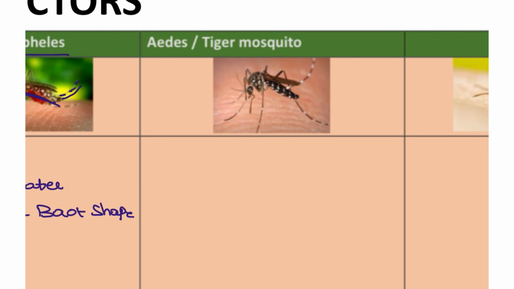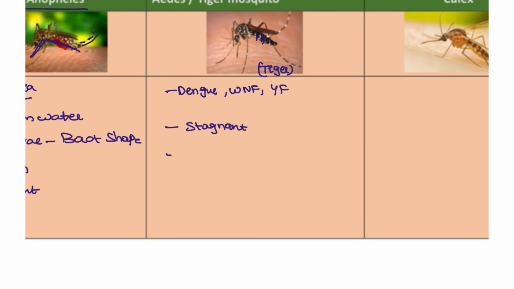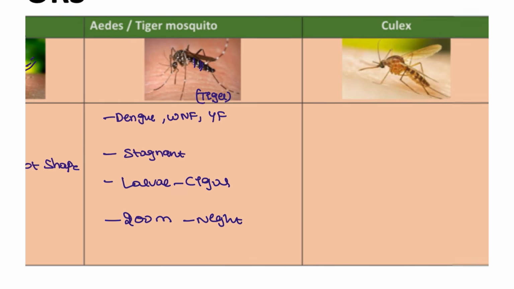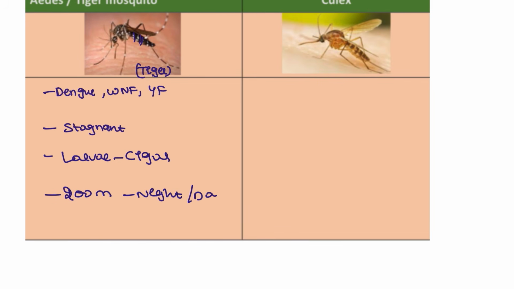Next, coming to the Aedes mosquito. The Aedes mosquito has stripes on the body, so that's why it is also known as the tiger mosquito. Most commonly it causes dengue, right? And also West Nile fever, yellow fever. All this will be caused by the Aedes mosquito. And where is it present? It is present in dirty or stagnant water, and the larvae are cigar shaped, and it can travel up to 200 meters. Night bites, and also sometimes day bites.